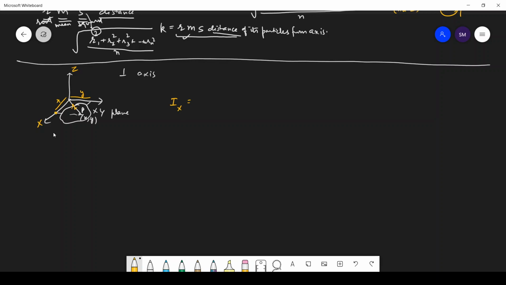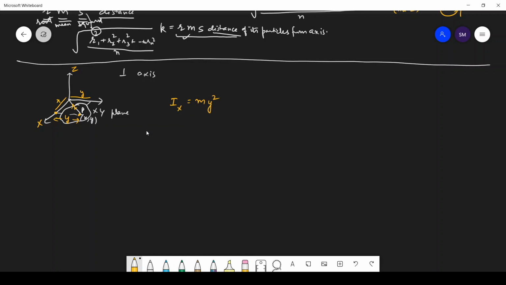About the x-axis you are rotating. So this particle will be at a distance, what distance? If you are taking the x-axis, it will be at distance y. If the particle P is rotating around the x-axis, what will be its moment of inertia? Small m is the mass of the particle, and it is at a distance y from the x-axis, right?